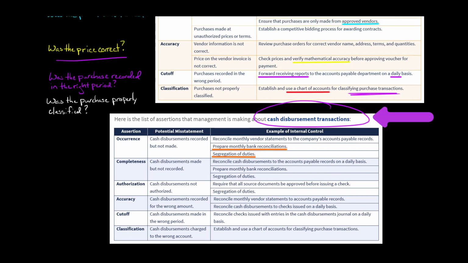Okay, and so here are some examples. For cash disbursement transactions, again, I've got a column with the different assertions, a potential misstatement, and then examples of internal controls. For example, a cash disbursement recorded but not actually made. So if they're verifying the occurrence assertion for a cash disbursement, one thing you do is prepare a monthly bank reconciliation. Also, again, I've got segregation of duties, segregation of duties, segregation of duties. I'm telling you, segregation of duties, very important for the purchasing function.